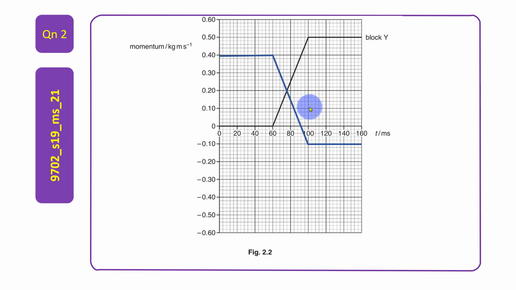I hope you have understood that particular point. So for the 3 marks, you will get a mark for drawing this horizontal line here, and then drawing this straight line at this point. It must start from that point all the way to this point, another 1 mark, and the last 1 mark comes here. So make sure that you have understood how we've arrived at the answer to this particular part of the question.